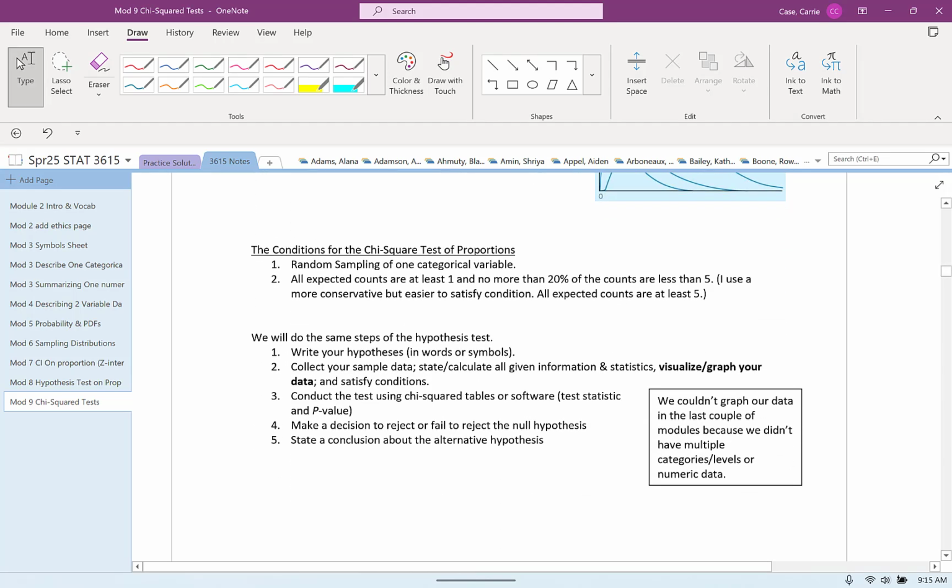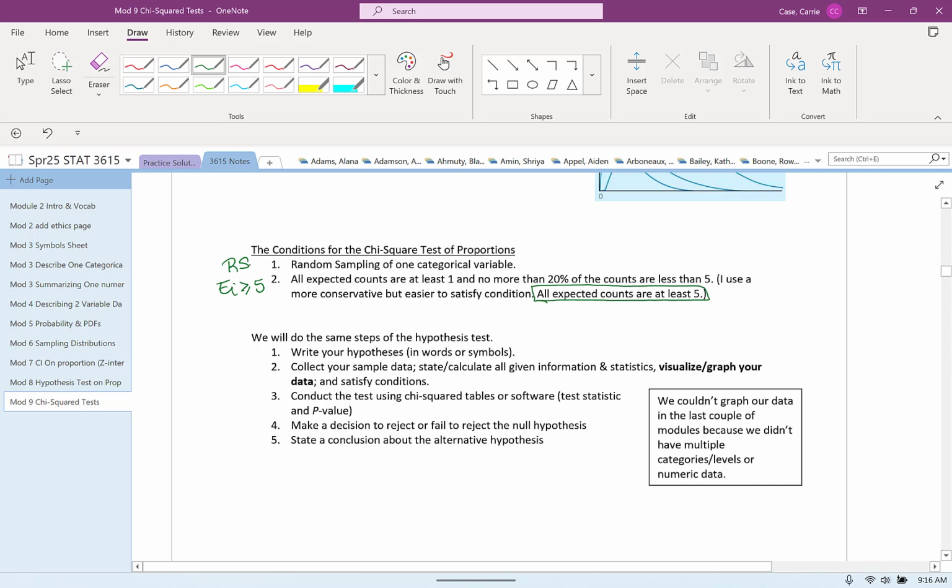The conditions for the chi-square test of proportions are random sampling of one categorical variable, and then technically the second condition is that all expected counts are at least one, and no more than 20% of these counts are less than five. I use a more conservative condition, but it's easier to satisfy, and that's that all expected counts are at least five. That's what we'll use in this class just because it's easier to deal with. If you don't meet this condition, you can go back to the other condition. So we have random sampling, and all of our expected counts are greater than or equal to five.